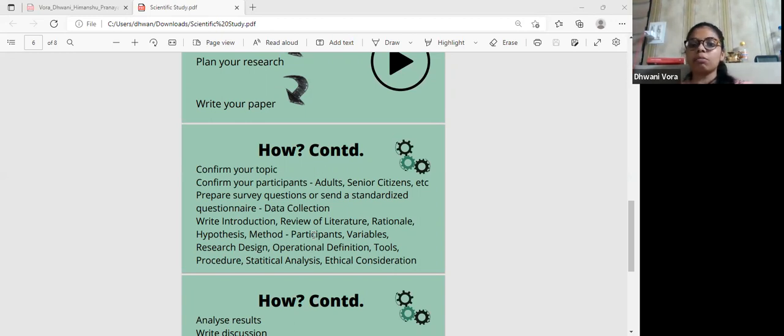Now variables we have seen, independent and dependent variables. Research design we have seen: randomized control design, repeated measures design. Operational definition is nothing but the definition of the tools and the variables. Tools are nothing but those questionnaires that I spoke about, or those machines that we will use.